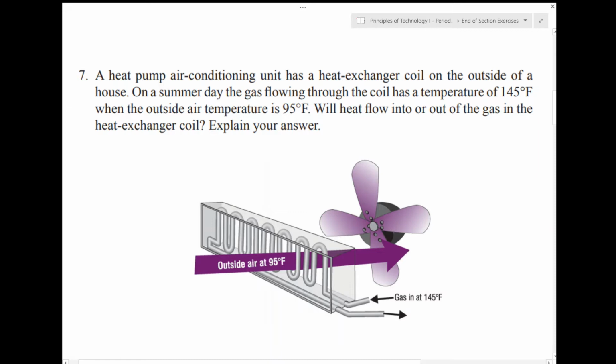Because heat always flows from high temperature to low temperature, the heat will flow from the 145 degree Fahrenheit coil into the outside air temperature of 95 degrees Fahrenheit.